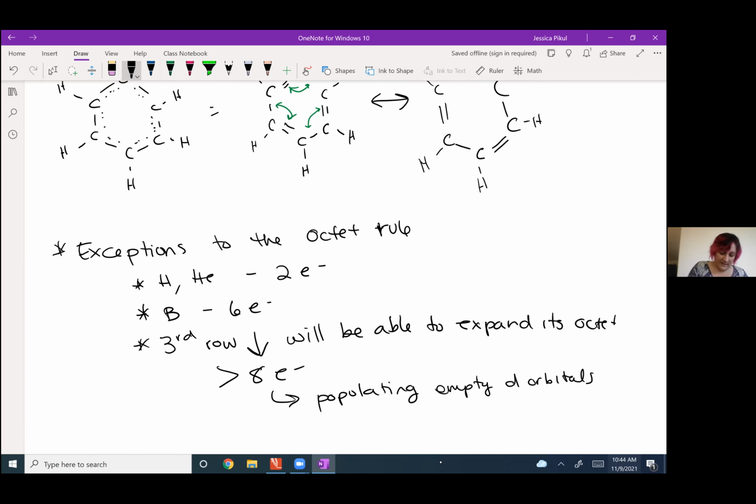So the classic example is sulfate, right? This sulfur right here actually has 1, 2, 3, 4, 5, 6 bonds around it, and each one has 2 electrons. So it really has 12 electrons around it instead of 8. All right, that's my summary of Lewis theory. I'm going to take a quick pause and see if there's any questions.